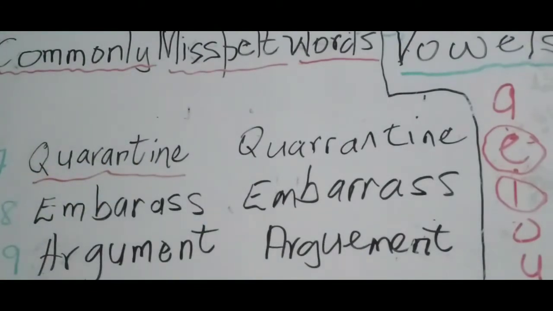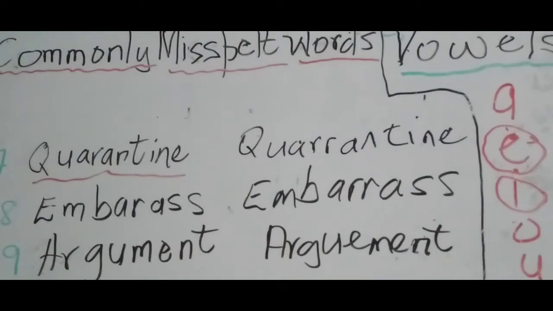So quarantine is spelled Q-U-A-R-A-N-T-I-N-E. Not two R's as I have over here, right? That is just to throw you off. So the correct spelling for quarantine is Q-U-A-R-A-N-T-I-N-E. And by the way, quarantine, I'm sure you know the meaning, is a period of isolation where you need to stay away from others when you have a particular disease. So that is what we call quarantine.